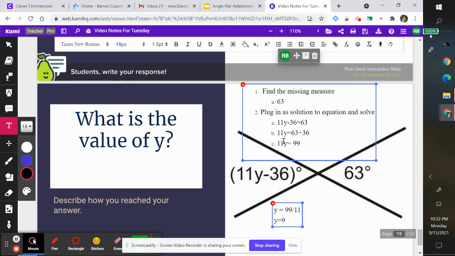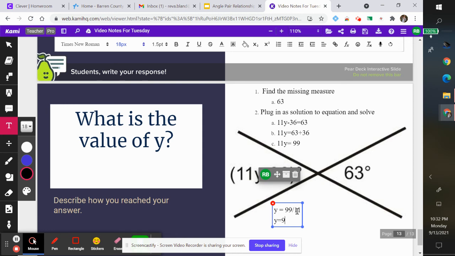I go through my next inverse operation, and since it's multiplying by 11 here, I'm going to divide by 11 to solve. So 99 divided by 11 means that y equals 9.